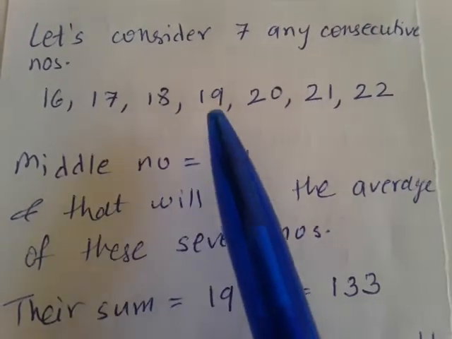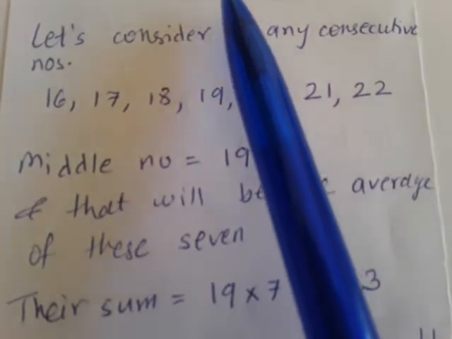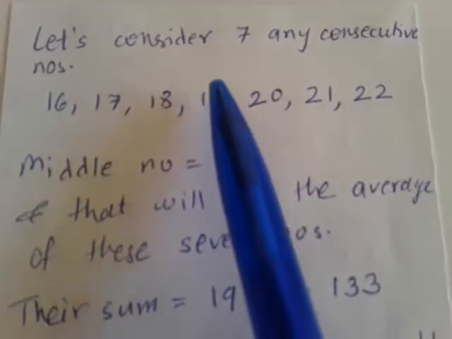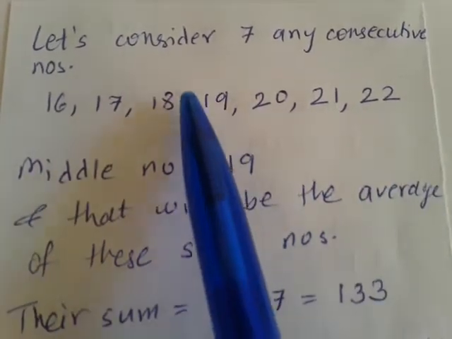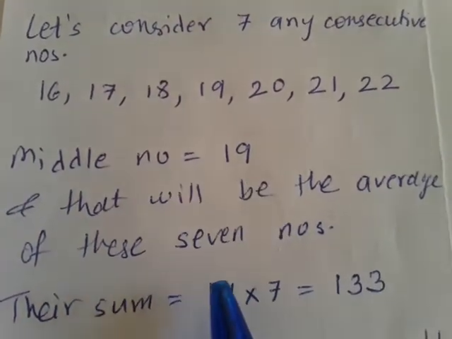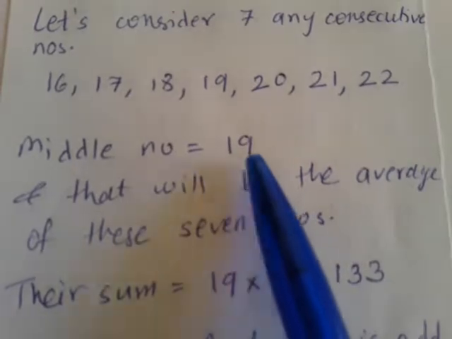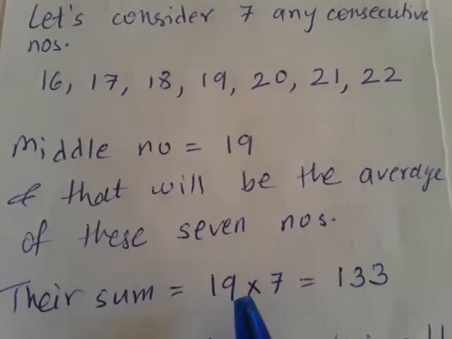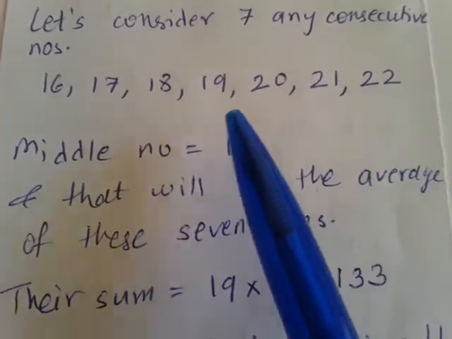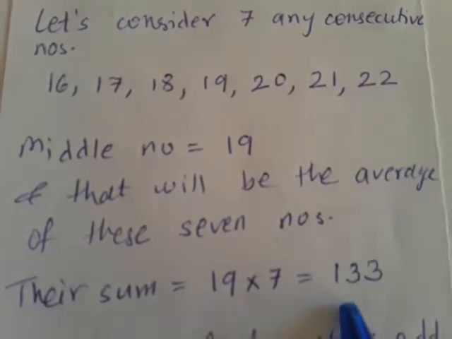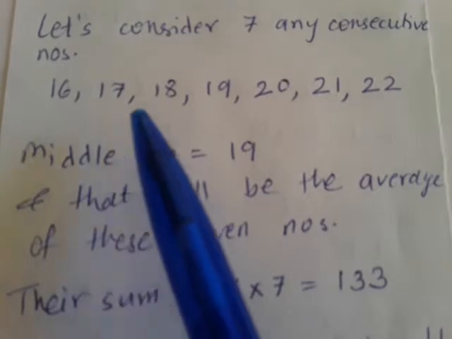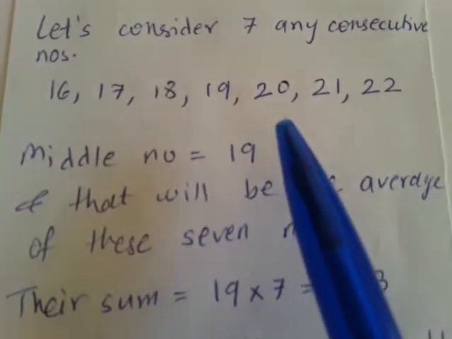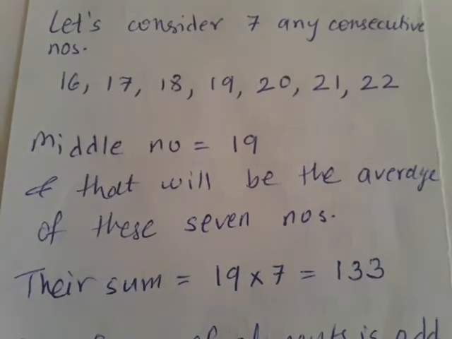But remember one thing, these are odd numbers, 7, odd. And that's why we get the middle number. 3 on either side, and this is the middle number 19. So average of 7 numbers is 19. So what will be their sum? Their total will be 19 into 7, that is 133. But when this total number of elements are even, then what happens? Now let's see that.